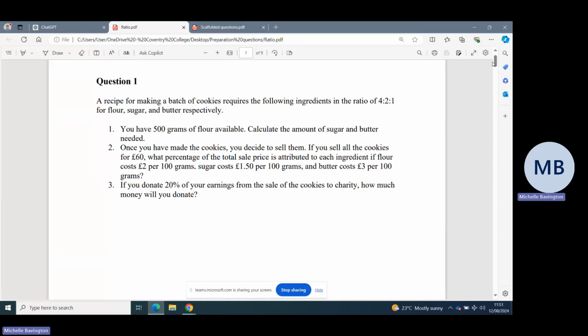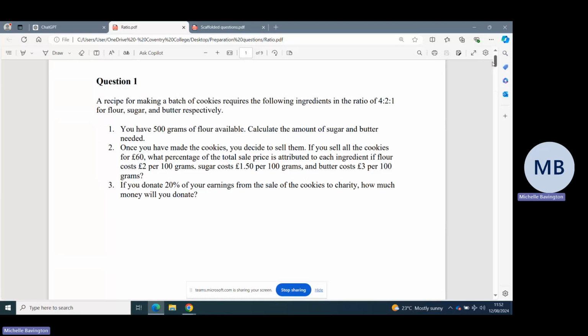Okay, so here's question one. A recipe for making a batch of cookies requires the following ingredients in the ratio of 4 to 2 to 1 for flour, sugar, and butter. Right, let's start working this out.